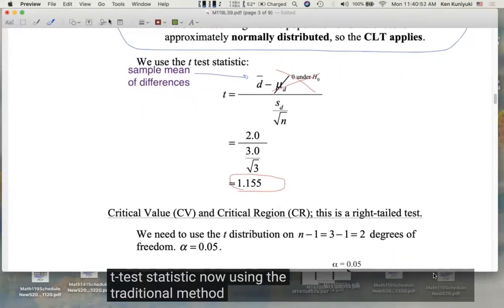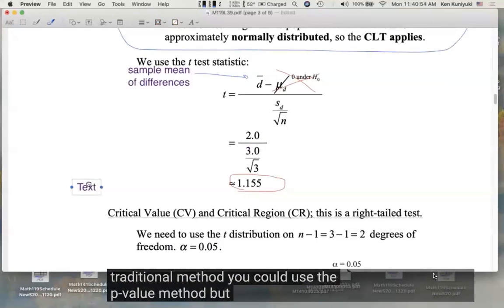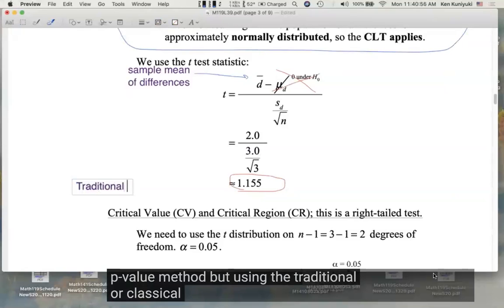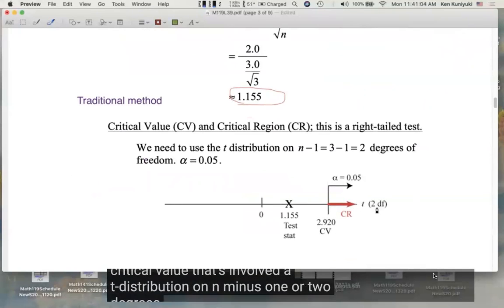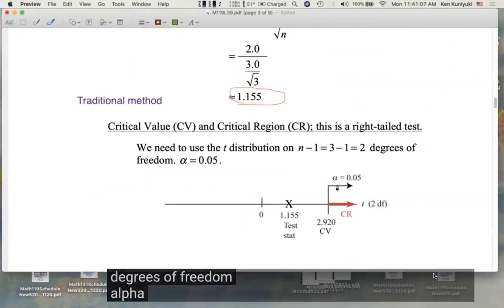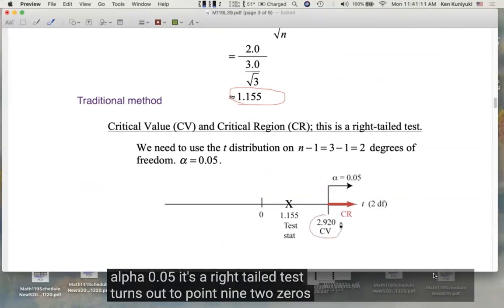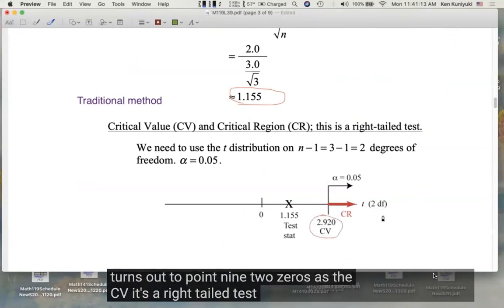Now, you could use the p-value method, but using the traditional or classical method, you can find the critical value that's involved, a t-distribution on n-1 or 2 degrees of freedom. Alpha is 0.05, it's a right-tailed test. Turns out 2.920 is the CV.